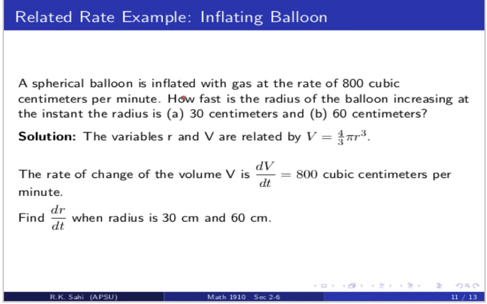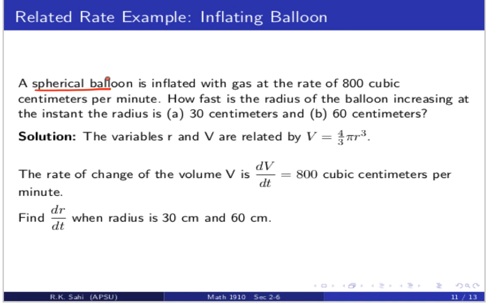A spherical balloon is inflated with gas at the rate of 800 cubic centimeters per minute. The question is, how fast is the radius of the balloon increasing at the instant the radius is 30 centimeters or 60 centimeters? So let's look at what is given and what we are being asked. The first sentence gives us a big picture. It's a spherical balloon. So basically we know the object figure. It's a geometric object, which is a sphere. And it is basically a balloon.